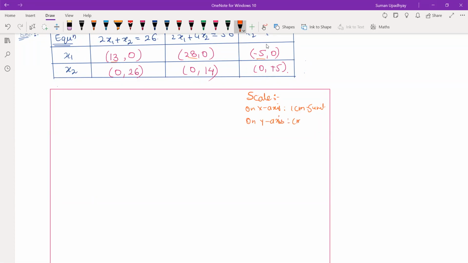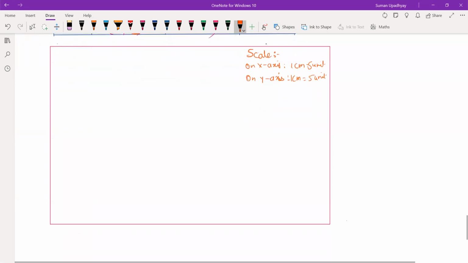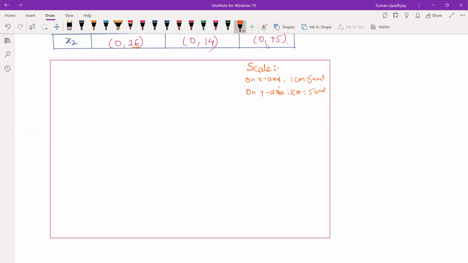On the y-axis, 1 centimeter equals to... 26 is the highest point on this, so here also I will take 5. You can take lesser also, but I have taken 5 because it takes less space. The graph should be like 0, 5, 10. Yes, right.